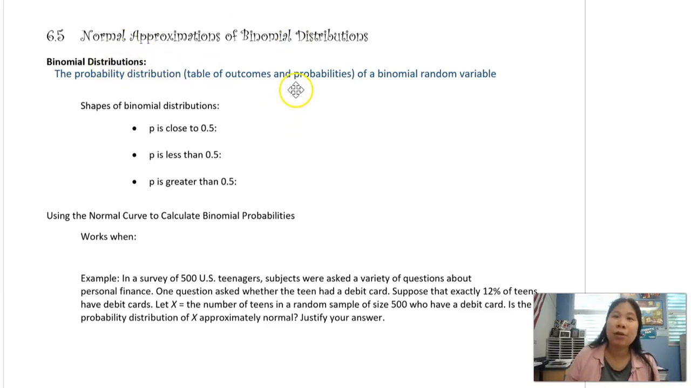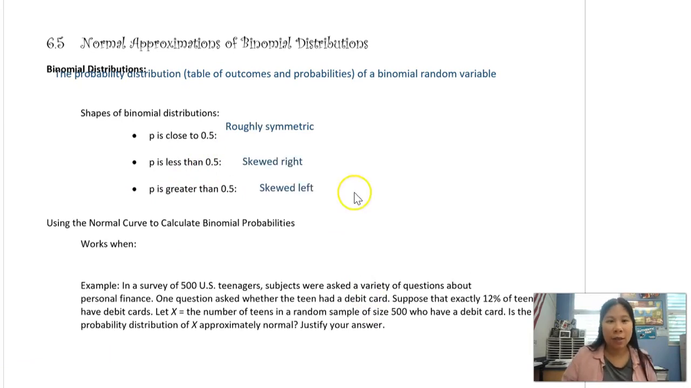If we were to graph it out using a histogram or something like that, then we could look at the shape of it. But without actually having to graph things out, because we're lazy: if p is close to 0.5, then the shape of this distribution is always going to be roughly symmetric. Whenever p, our probability of success, is less than 0.5, then it's going to be skewed right. And if p is greater than 0.5, then it'd be the opposite, skewed left.